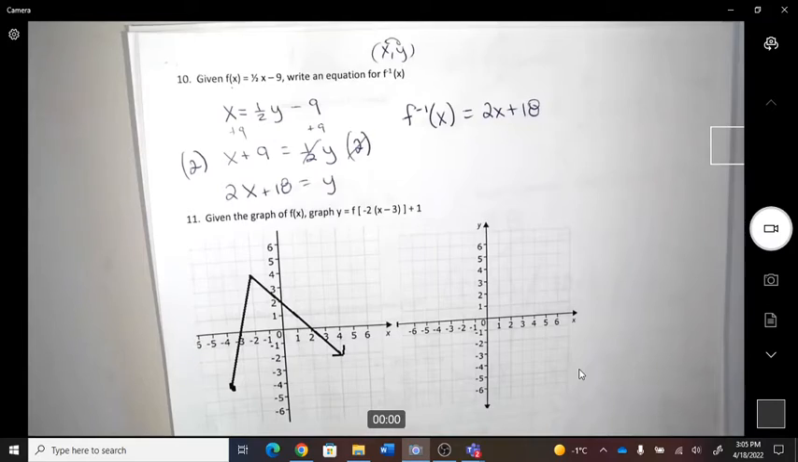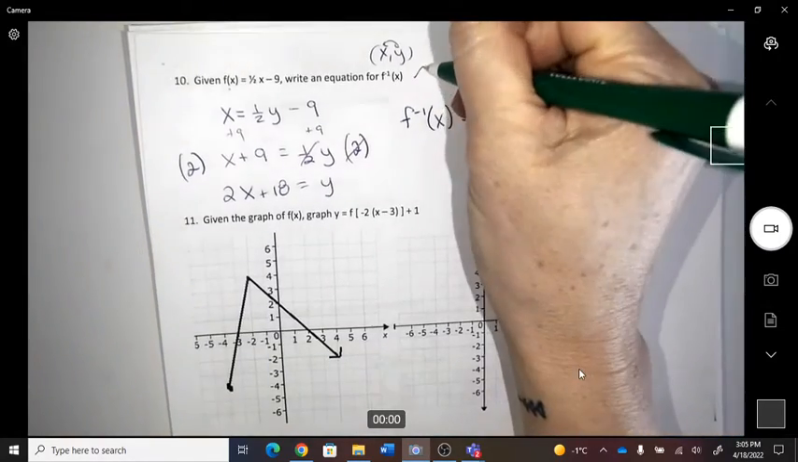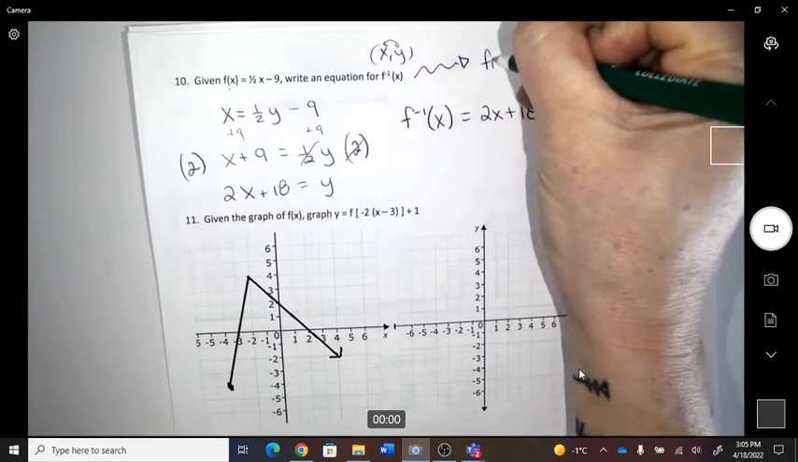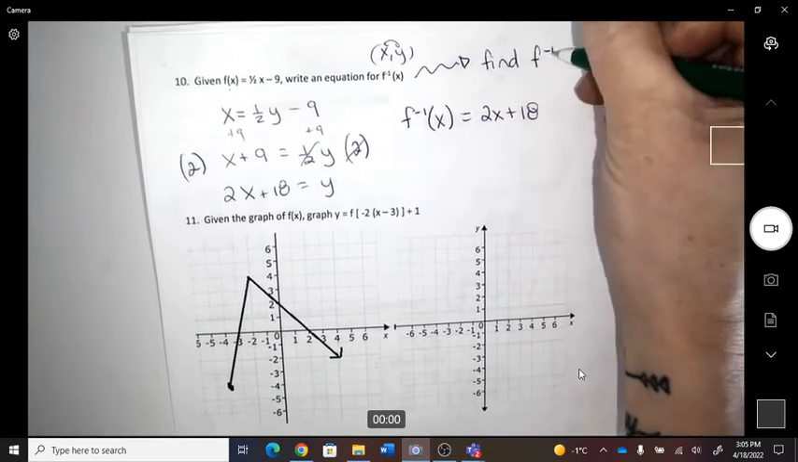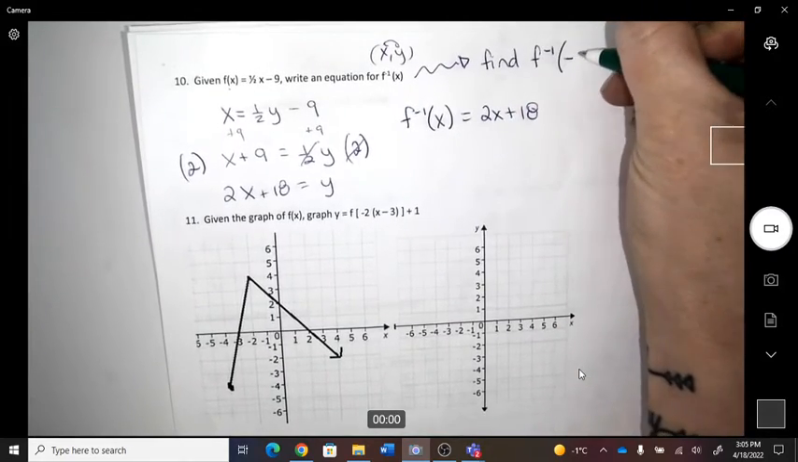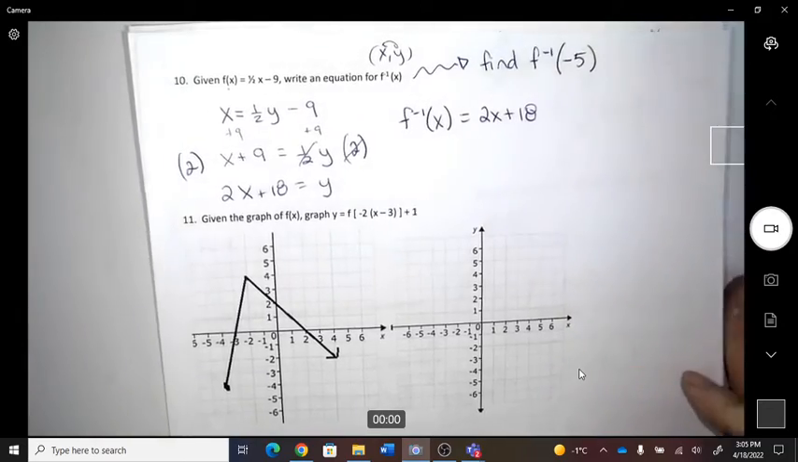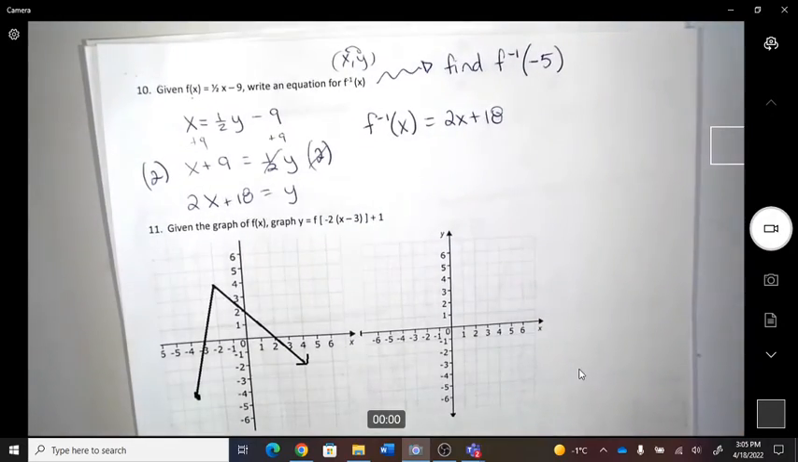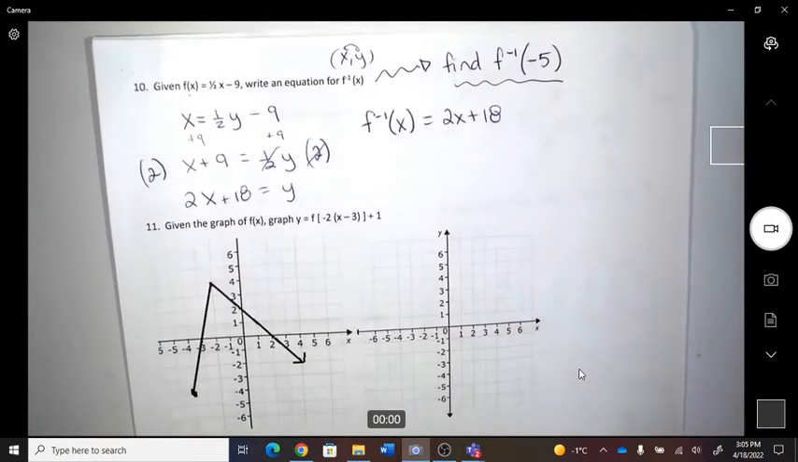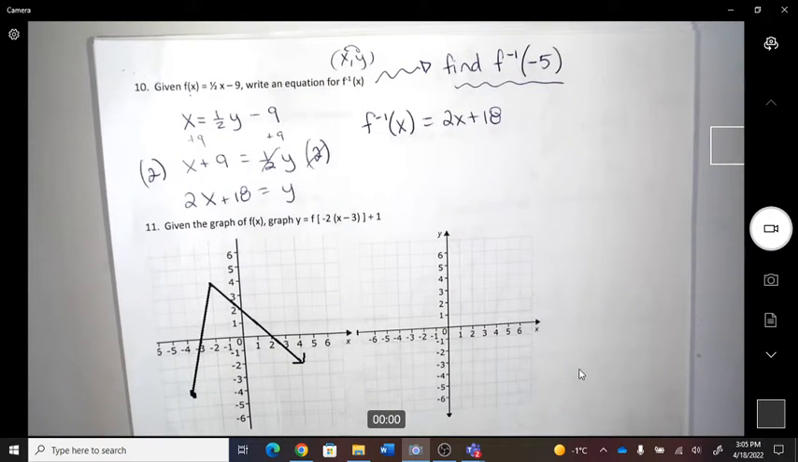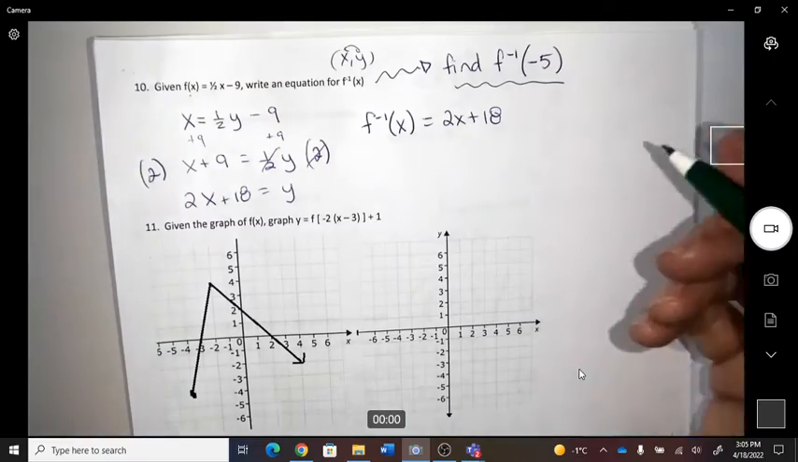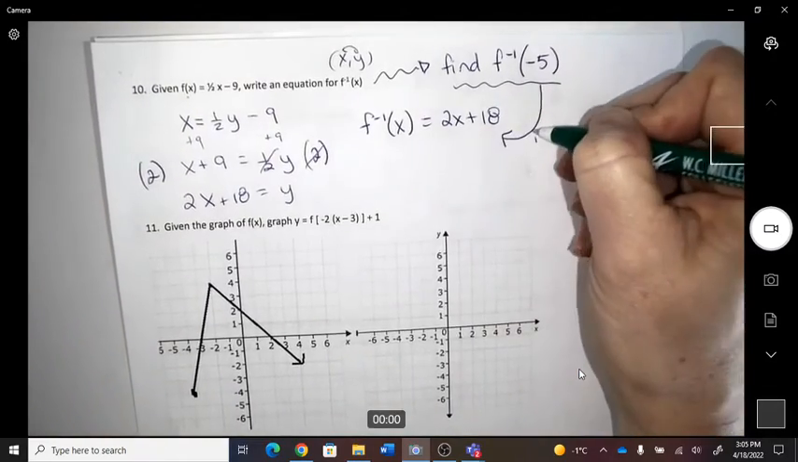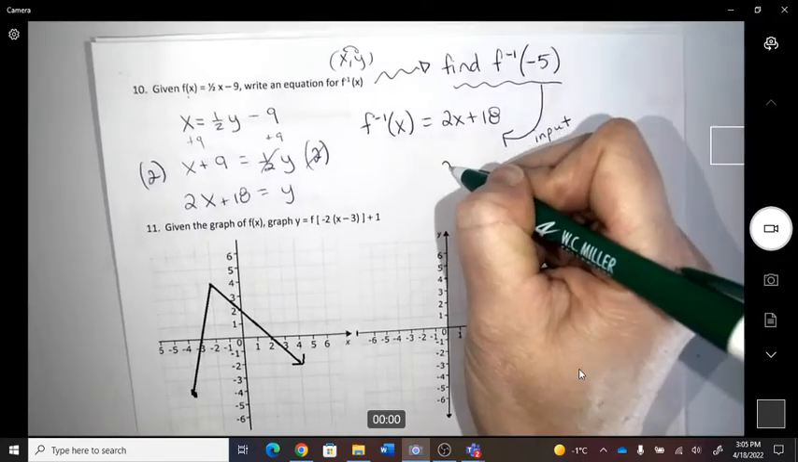On your test, I might ask this question: find f inverse of -5 or something like that. That's how I might ask a question. So, what would you do if I had asked that instead? You do the exact same thing you just did, and now you have to input a -5.